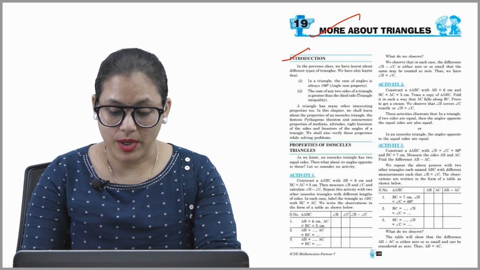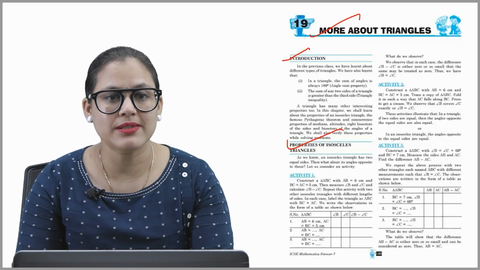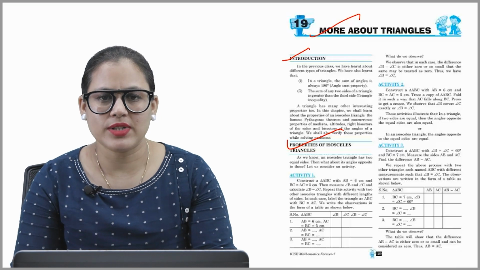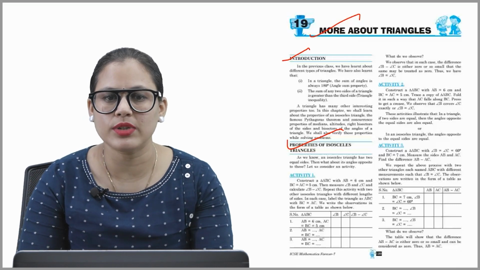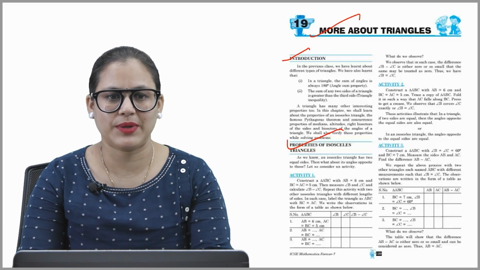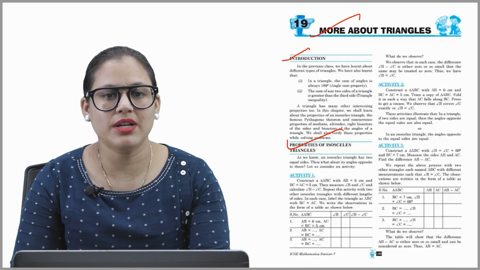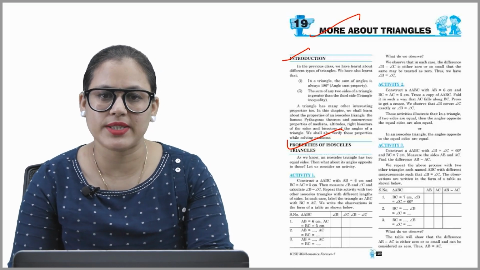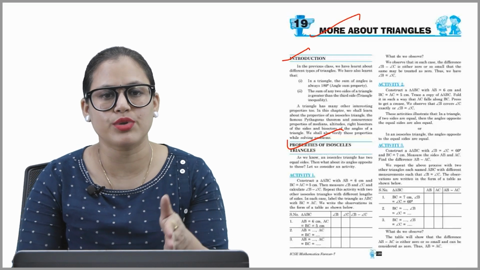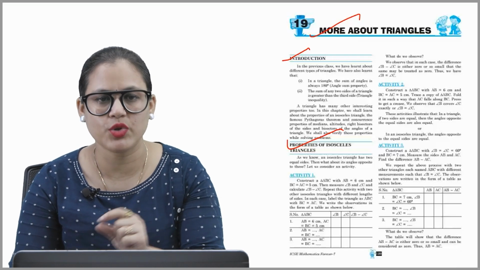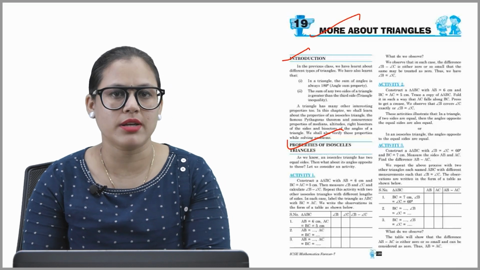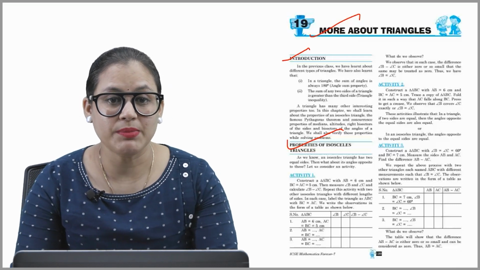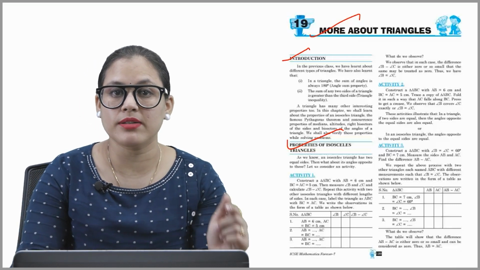Okay. Number one, properties of isosceles triangles. As we know, an isosceles triangle has two equal sides. Then what about its angles opposite to these? Let us consider an activity. Activity 1. Construct a triangle ABC with AB equals 6 cm and BC equals AC equals 5 cm. Because in an isosceles triangle, two sides are equal, that's why we have taken these two sides equal. Then measure angle B and angle C and calculate angle B minus angle C.